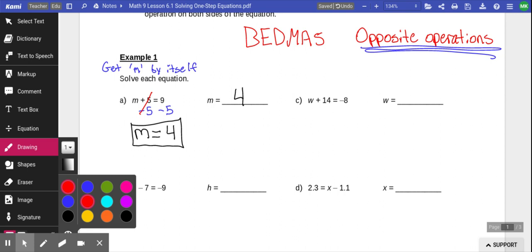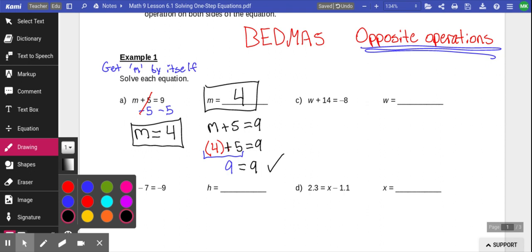I know that's true because if I went back to my original equation, m plus 5 equals 9, I could verify that my answer is correct by changing m to be 4 and then seeing if it actually did work. So 4 plus 5 is 9. 9 does actually equal 9. That means I was correct. m equals 4 is the right answer.